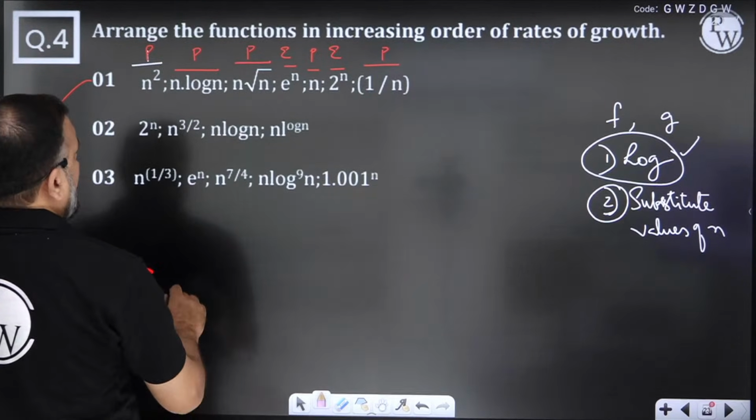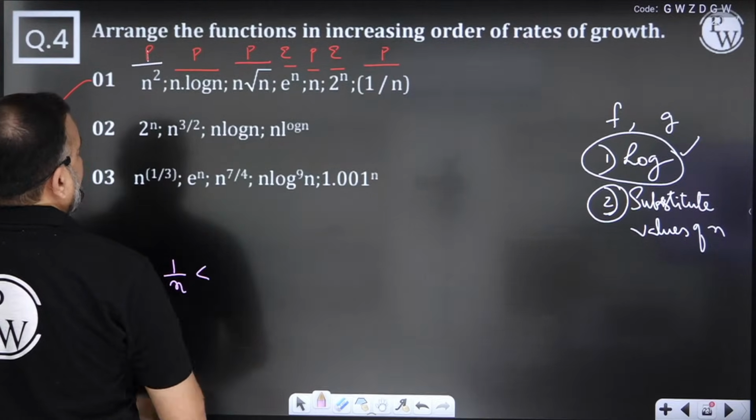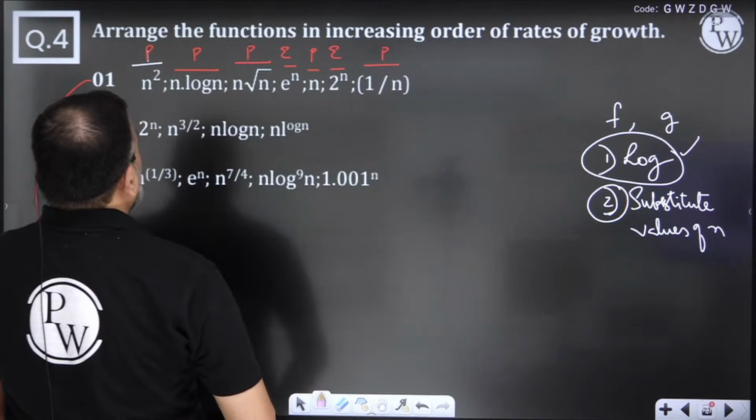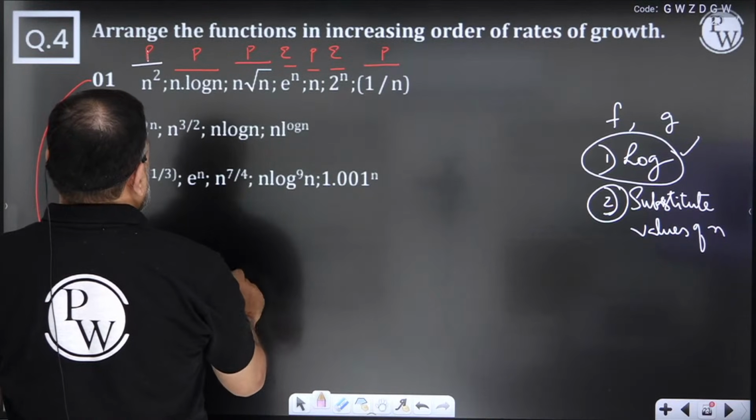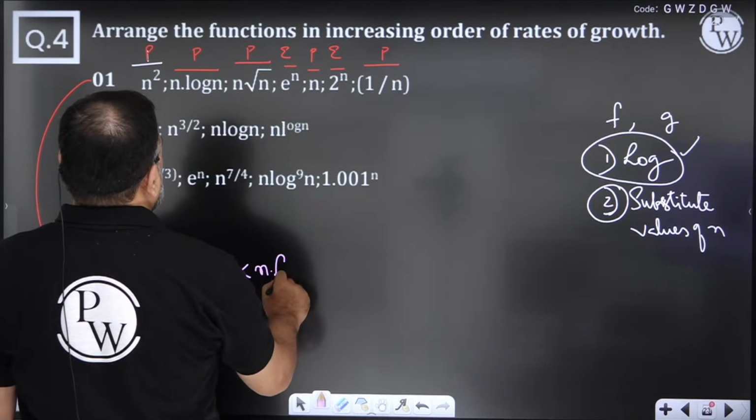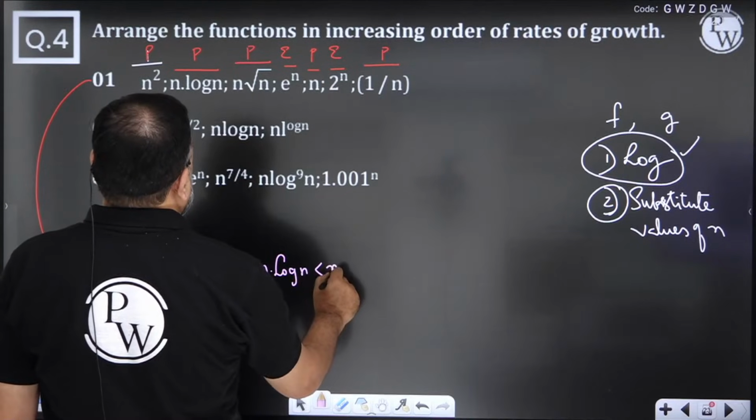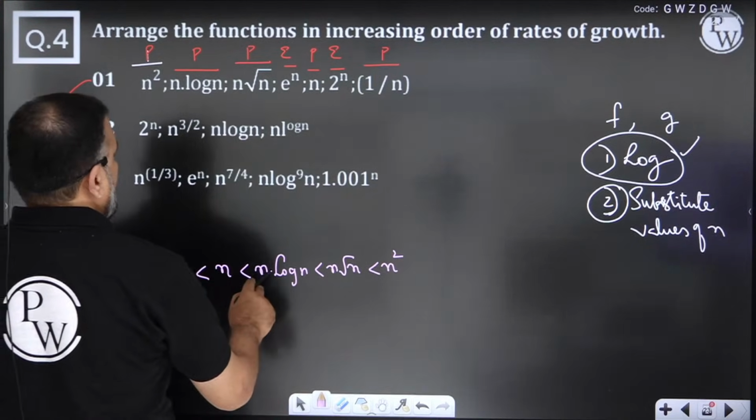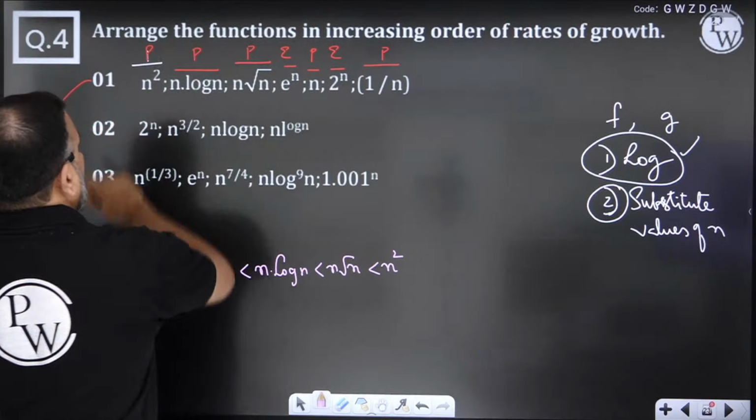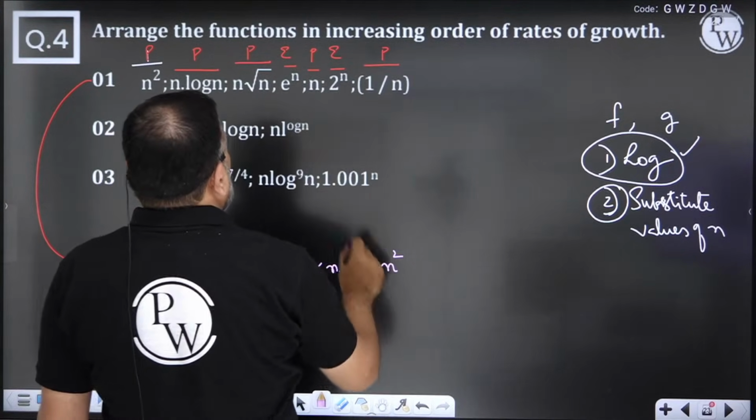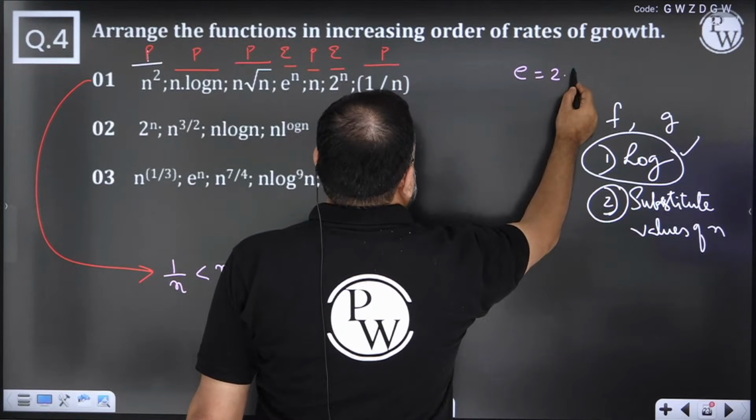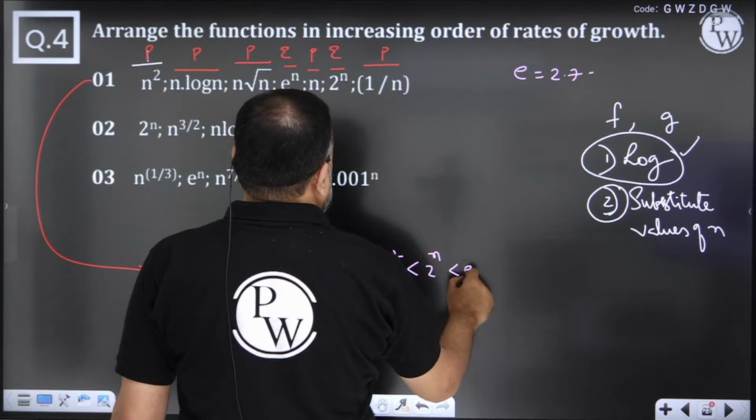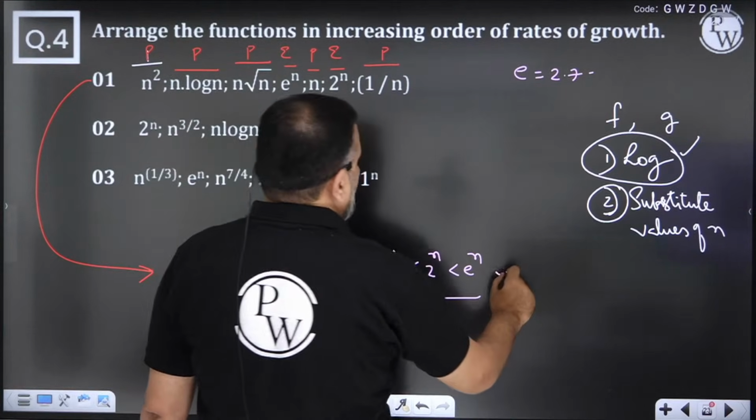सबसे पहले हम डालेंगे 1/n less than, कौन सा आएगा उसके बाद, polynomials में decide कर लीजिए। I have n less than n log n less than n root n less than n square, पूरे आ गए functions 1 2 3 4 5. Exponentials e power n और 2 power n। e की value क्या है constant की, 2.7 something, और ये है 2, so therefore less than 2 power n less than e power n, that's it. This is the increasing order of the functions.